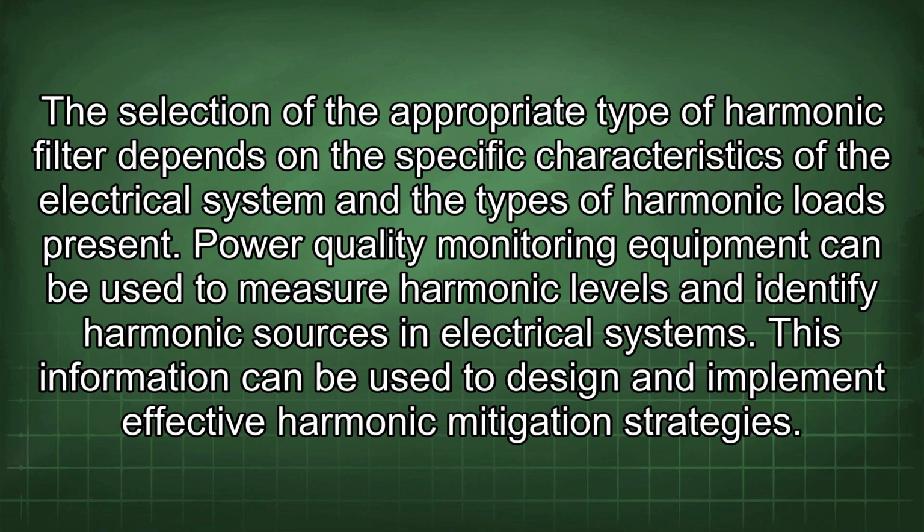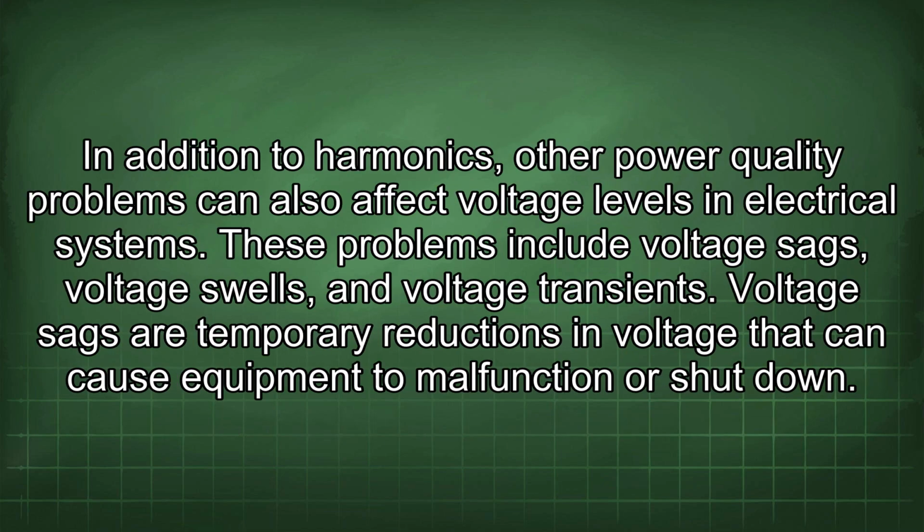Power quality monitoring equipment can be used to measure harmonic levels and identify harmonic sources in electrical systems. This information can be used to design and implement effective harmonic mitigation strategies. In addition to harmonics, other power quality problems can also affect voltage levels in electrical systems. These problems include voltage sags, voltage swells, and voltage transients.